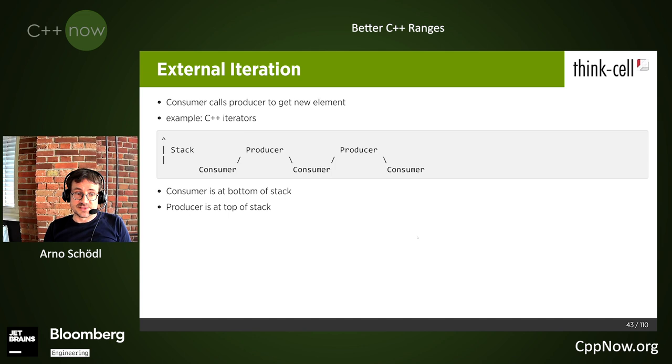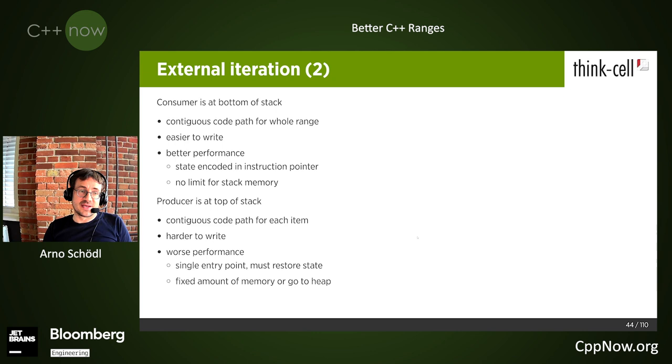Being at the bottom of the stack, in general, is quite nice, because you can write a contiguous code path for iterating over your whole range. It makes it easier to write, and you also have better performance, because the state that your algorithm is currently in while you're iterating is encoded in the instruction pointer. So you can write one control flow that describes what you want to do. And you have unlimited stack memory. Whatever you want to store, you can store on the stack until it overflows. Now the producer, when it's at the top of the stack, doesn't have these advantages.